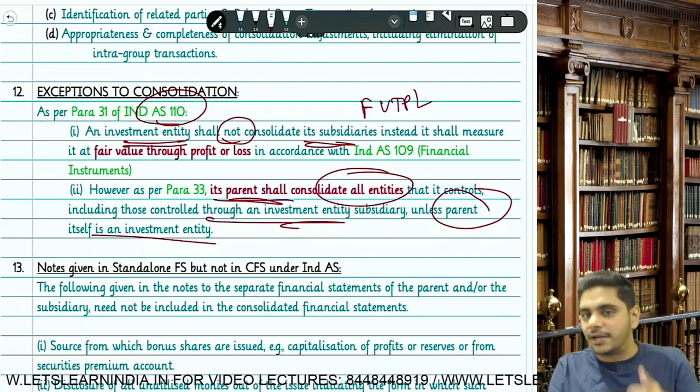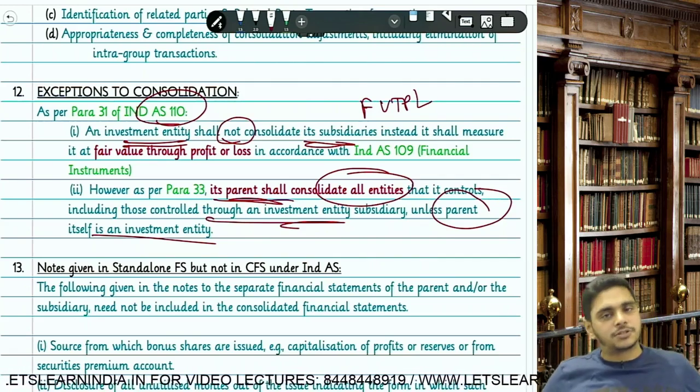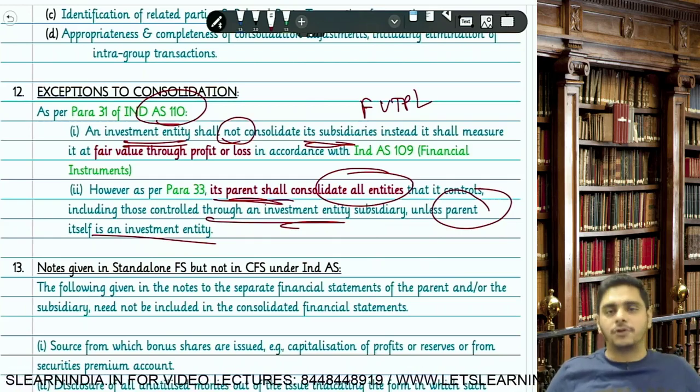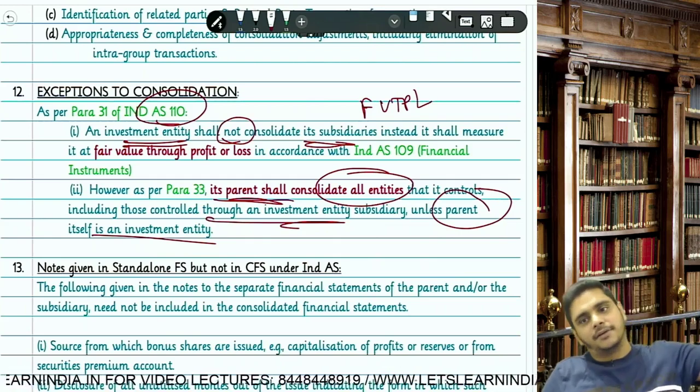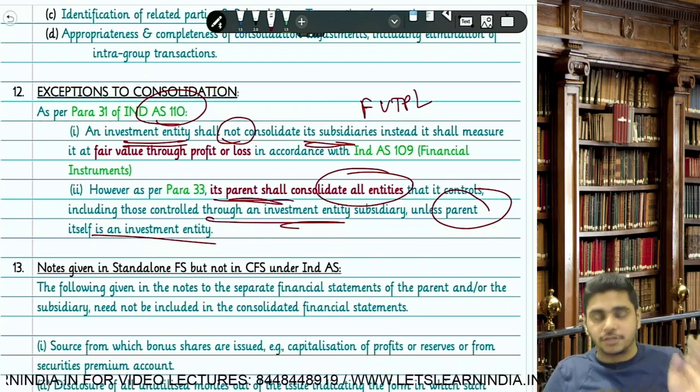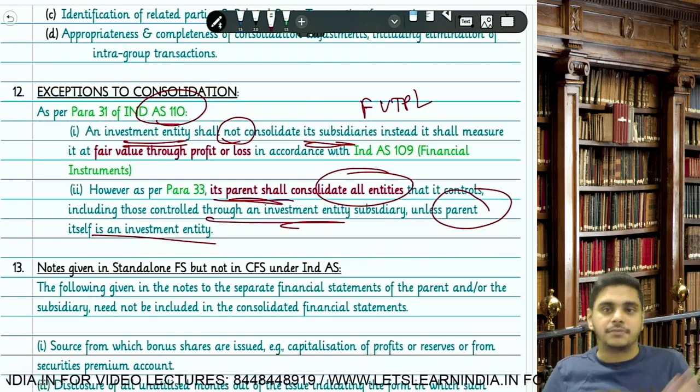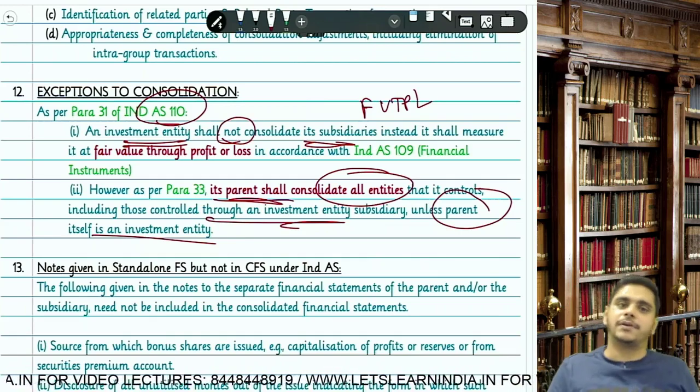Which entity? Investment entity. They will measure as per Ind AS 109 through FVTPL, fair value through profit and loss account. But its holding company is exempted. Its holding company has to do consolidation. If holding company wants the exemption, holding company itself should be an investment entity.